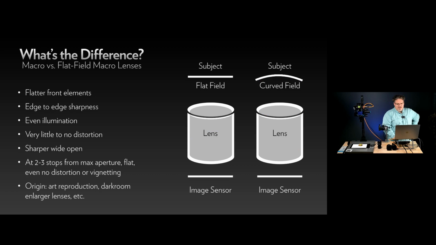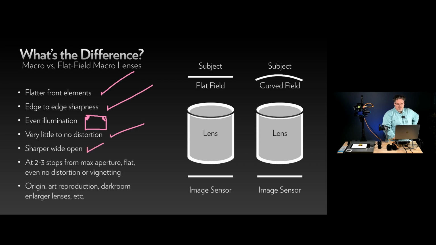So when you're shooting objects that are flat, or you want to do really important macro stacks or repro, you're going to want to look for a flat lens. And that's the topic of the day. So what do they have? They usually have a flatter front element. They definitely have edge-to-edge sharpness. The illumination from corner to corner, you'll see that it doesn't get dark in the edges. It's going to be even illumination across the entire thing. There's very little distortion, which is nice to have everything be rectilinear, square, flat, right?